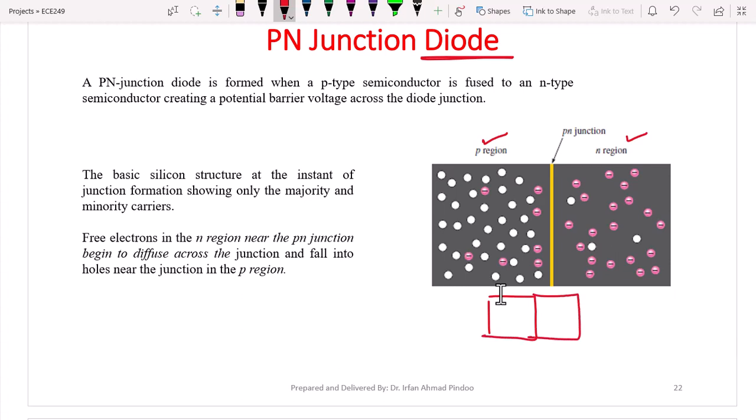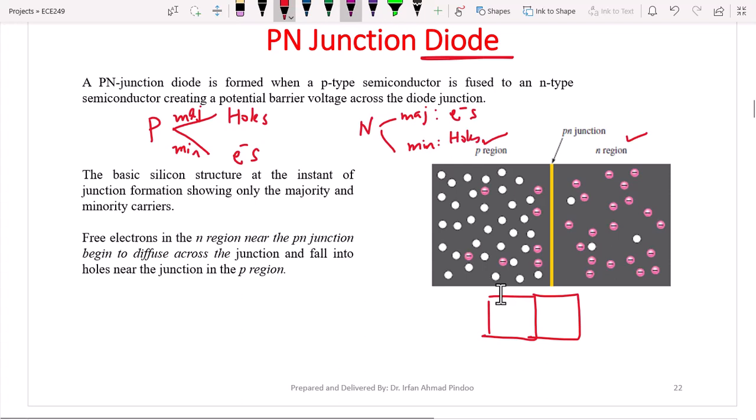Now please note down, if it is a p-type semiconductor, there are two types of charge carriers. One is majority and the other one is minority. In p-type, majority charge carriers are holes and minority charge carriers are electrons. In the same way, if it is an n-type material, then again we have majority charge carriers and minority charge carriers. Majority charge carriers here are electrons, minority charge carriers here are holes.